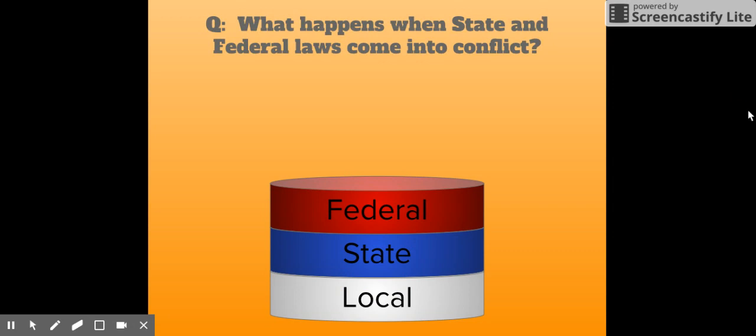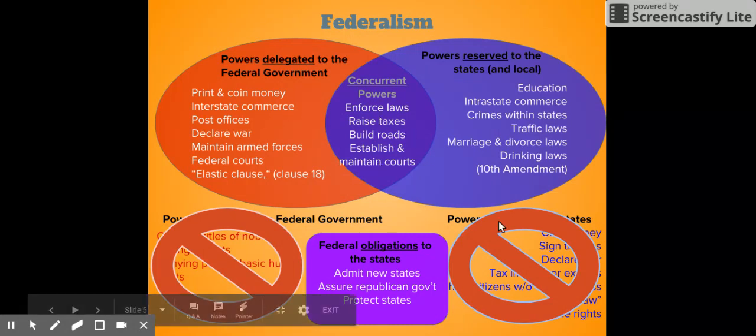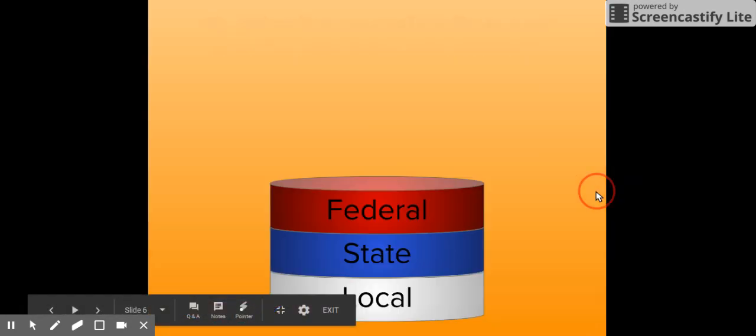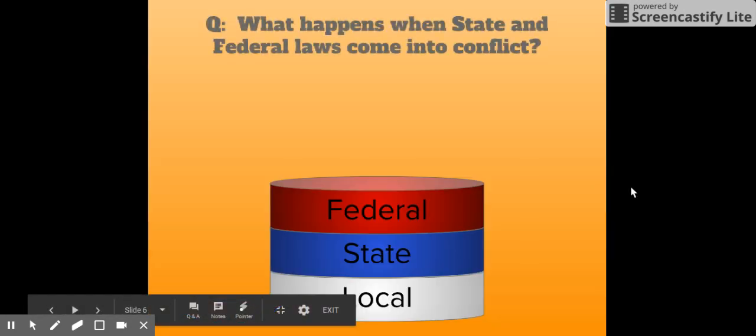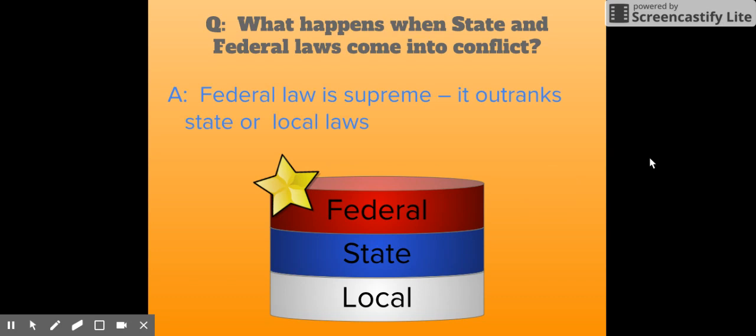So the next question then is, when you look at all of those things, in fact, I'm going to go back to that for a second, there could be conflicts. In other words, a state could make a law that conflicts with a federal law. And so the question becomes, what happens when state and federal laws come into conflict? This question wasn't really answered at first when they created the Constitution, but it really came into play later. And we're going to look at that in our history, that really the federal law is supreme. It outranks state or local laws. It's not always pretty, but we'll be looking at examples of where it gets kind of messy and how they work it out throughout our history.